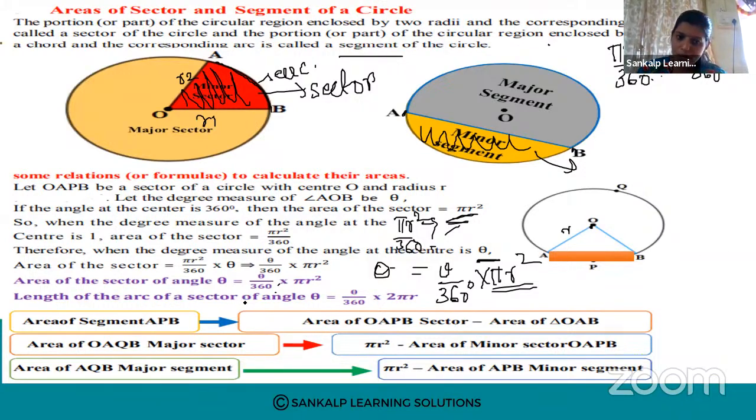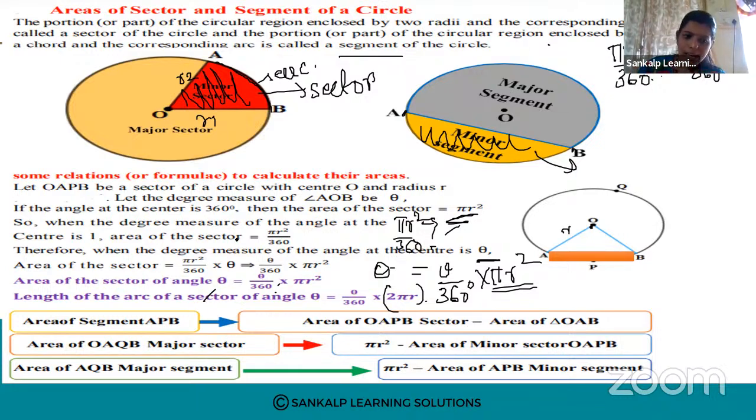Length of the arc of a sector of angle theta means you are going to find the length. To find the length of the arc you are going to use 2 pi r. So this is the circumference of the circle. So 2 pi r. Area is pi r square, and length, circumference or perimeter, is 2 pi r.